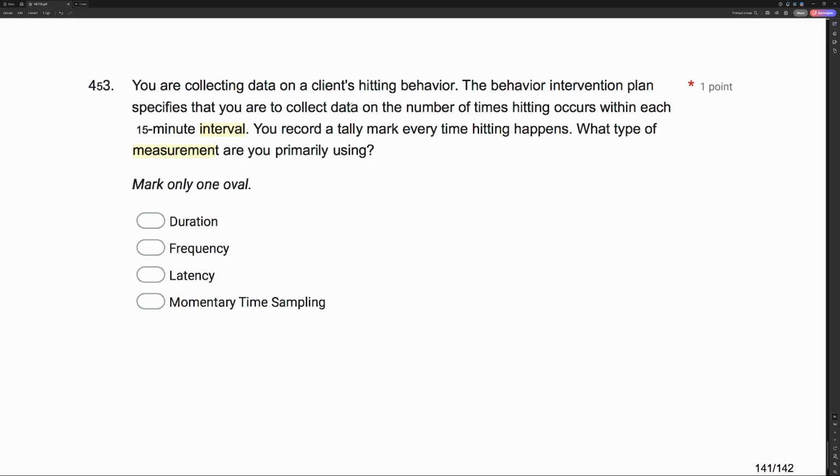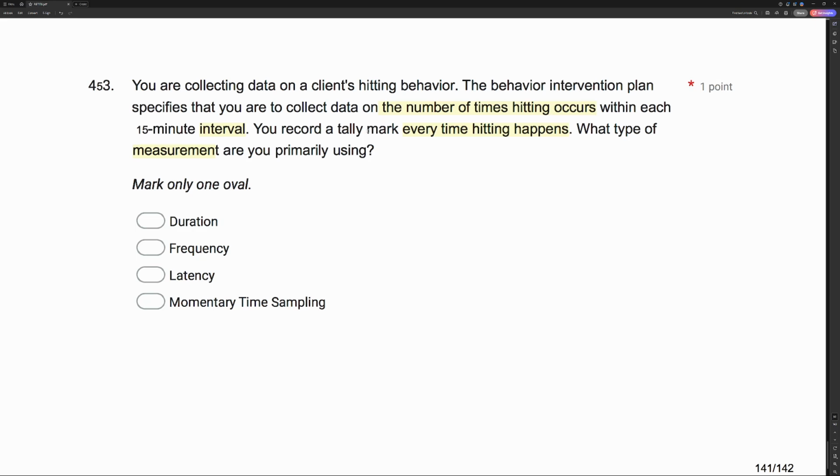The intervention plan wants you to collect data on the number of times hitting occurs within the interval. So it's not saying use each interval and then record partial or whole data. It's asking for the number of times hitting occurs. And you are recording every time hitting happens. So are you discontinuously measuring or continuously? Well, if you're recording every single behavior, you're continuously measuring. So just because that word interval is in there, we've got to read a little more closely and look at this idea that we are actually recording every time hitting happens.